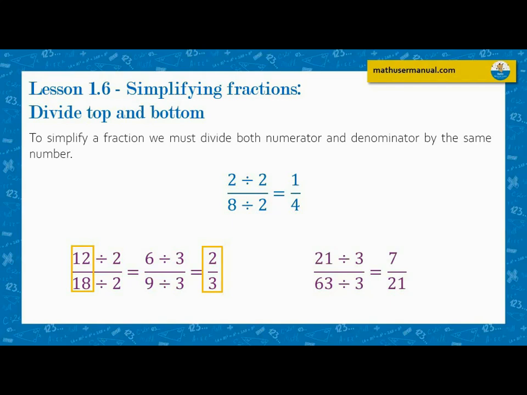We always go as far as we can. Okay? So, as far as we can. So, 7 is divisible by 7. 21 is also divisible by 7. And we get 1 over 3. So 1 over 3 is equivalent to 21 over 63. 1 over 3 is the simplest form of 21 over 63. And this is how we get the simplest version of a fraction. Remember, they are always equivalent fractions.